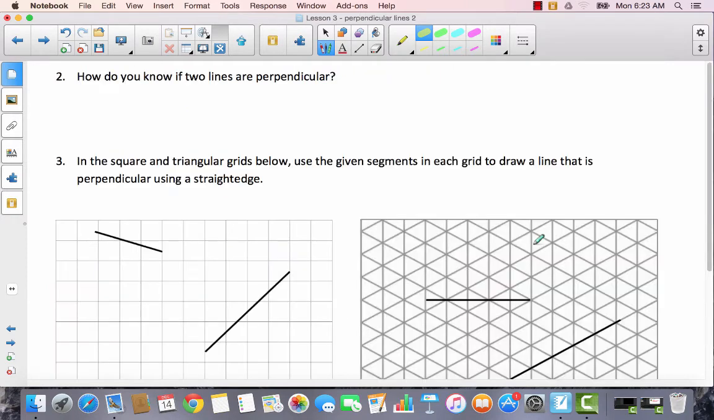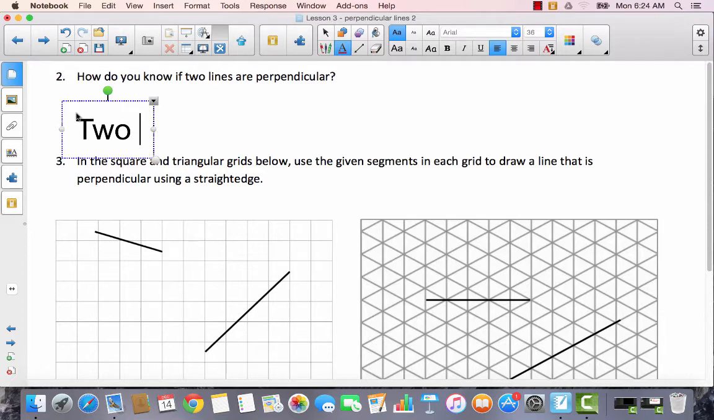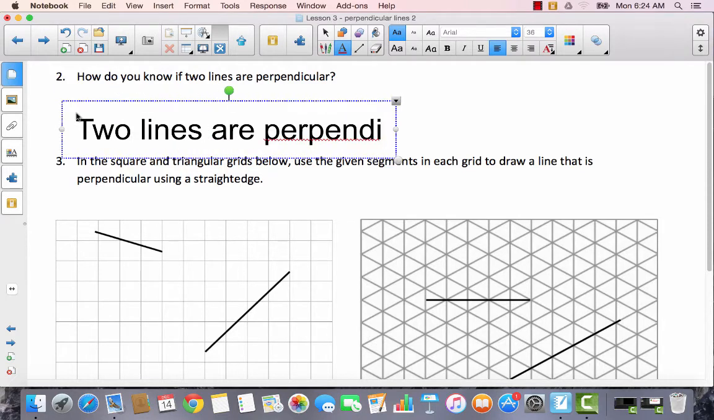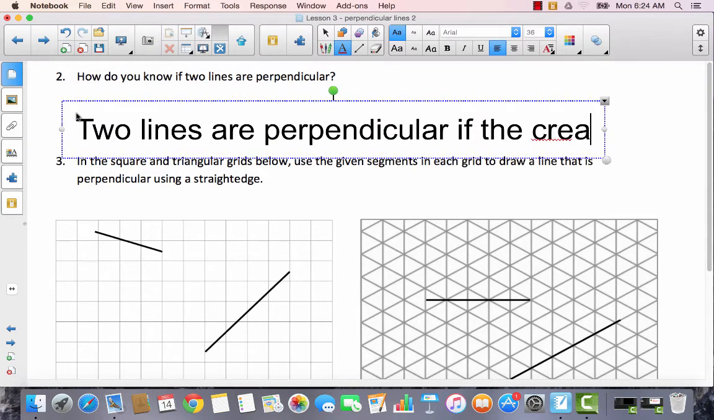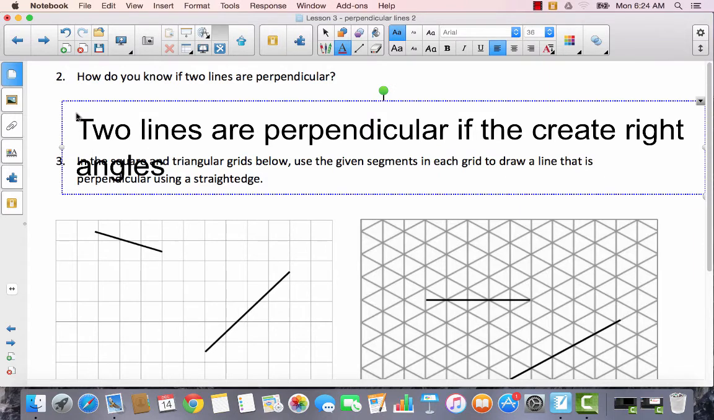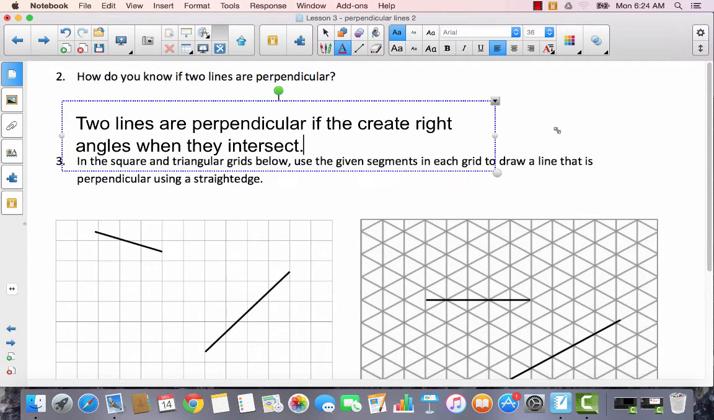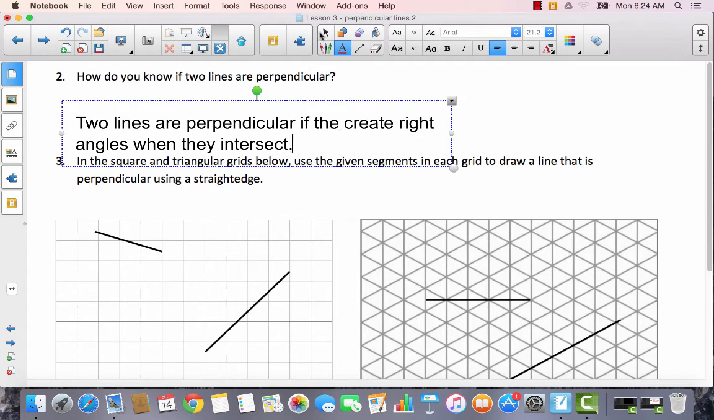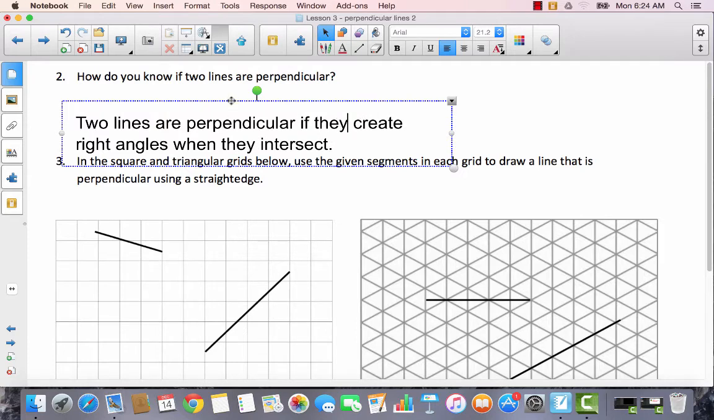Okay? All right, so let's take a look at the bottom. How do you know if two lines are perpendicular? What do you think? You should have said that two lines are perpendicular if they create right angles when they intersect. And you could have used the word cross, but intersect means the same thing as where they cross, okay? All right, two lines are perpendicular if they create right angles when they intersect.